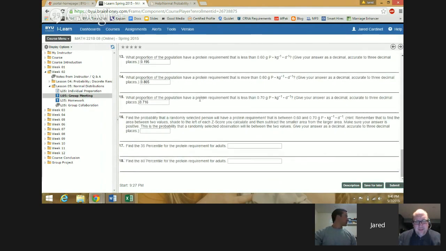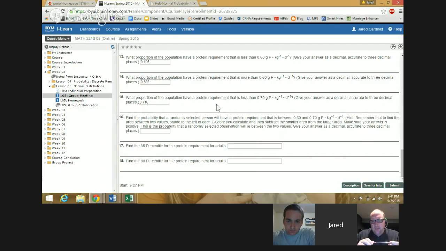All right. So I'll read 16, I guess. Find the probability that a randomly selected person will have a protein requirement that is between 0.6 and 0.7. There's a hint. Remember that to find the area between two values, shade to the left of each z-score you calculate, and then subtract the smaller area from the larger area. Make sure your answer is positive.